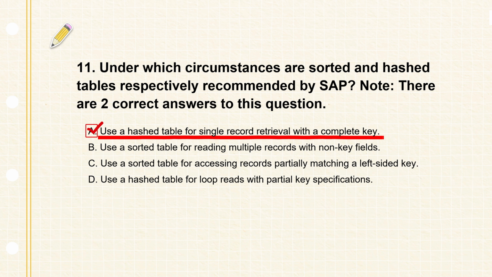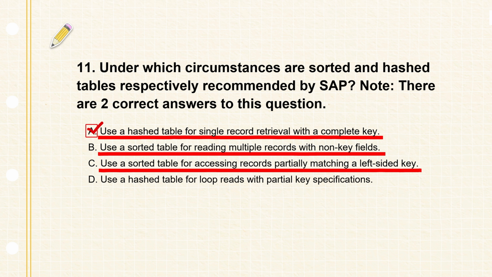Correct. Hashed tables provide the fastest access for complete key matches. Incorrect. Sorted tables are not ideal for this purpose. Correct. Sorted tables allow efficient access for such operations. Incorrect. Hash tables require complete keys for effective use.